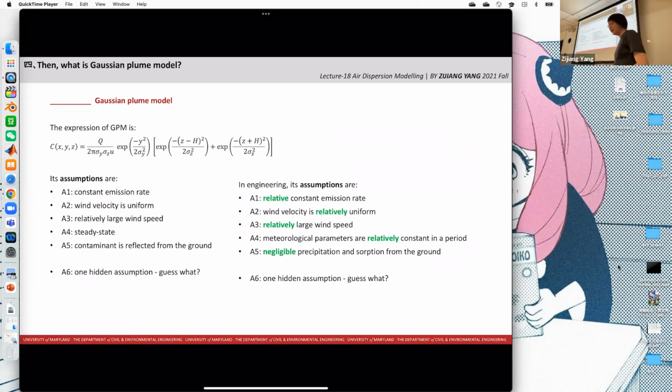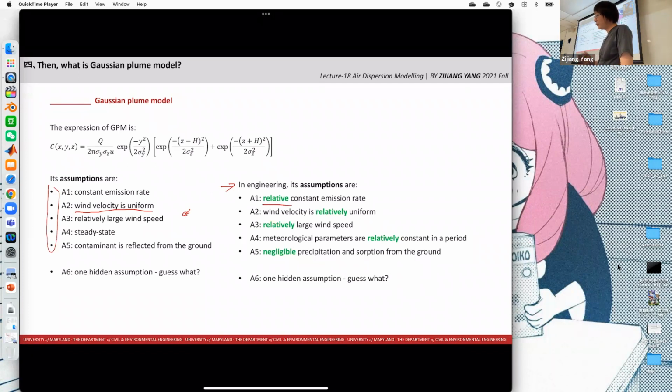But we can see that these assumptions are very strict. For example, it assumes the wind velocity is uniform, but in practice, I think it is impossible to have a perfectly uniform wind velocity. We know that the wind direction may change from time to time, and the wind speed will be different at different heights. So in engineering, we can make this less strict. As long as the conditions are pretty close to these assumptions, then we may use this model. So basically, we just loosen the assumptions.